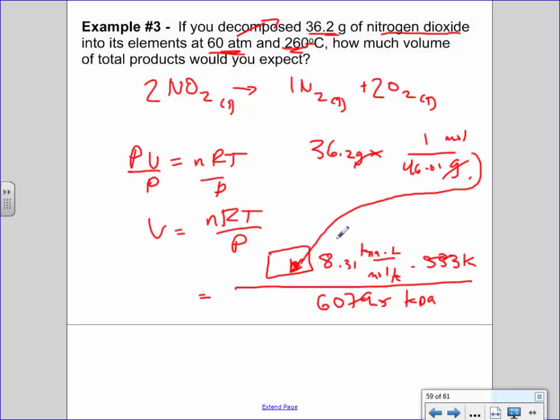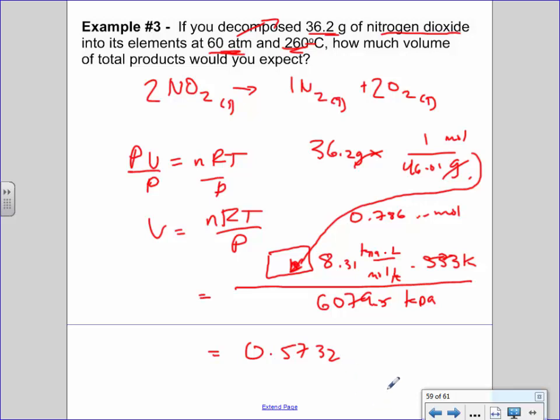So 36.2 divided by 46.01. In case you want this number written down, I have 0.786 moles. Take that number times 8.31, times 533, and divide by 6,079.5. I get a final answer here of 0.5732. Did you get that?